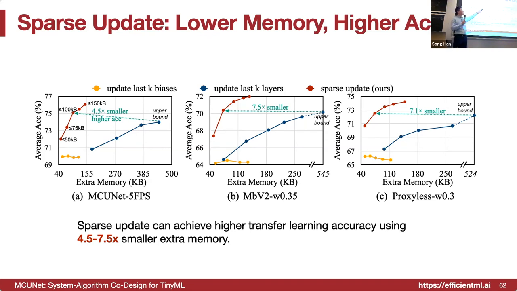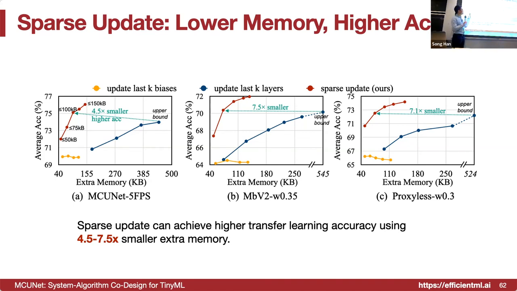And we actually find that the upper bound of updating the last k layers is even higher than when k equals n, the number of layers, indicating that updating all the layers is not optimal, but updating some of the k layers is even better than updating all the layers. A similar observation happens for the other models and also the process map. The upper bound is not actually updating the full model.